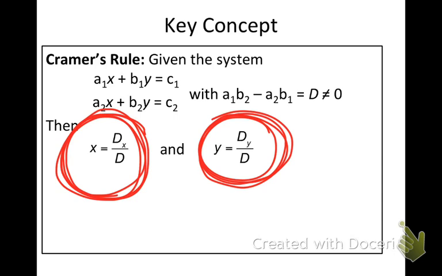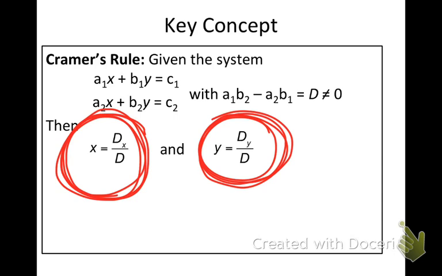Okay? So this is not too complicated to remember. Your x is equal to d sub x over d. Your y is equal to d sub y over d. You just need to remember what the d of x and what the d of y looks like. That's the tricky part. Okay?